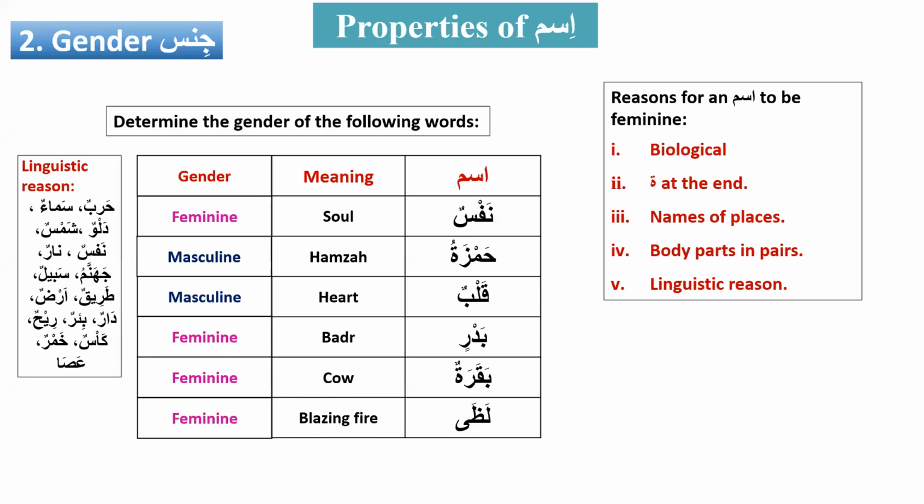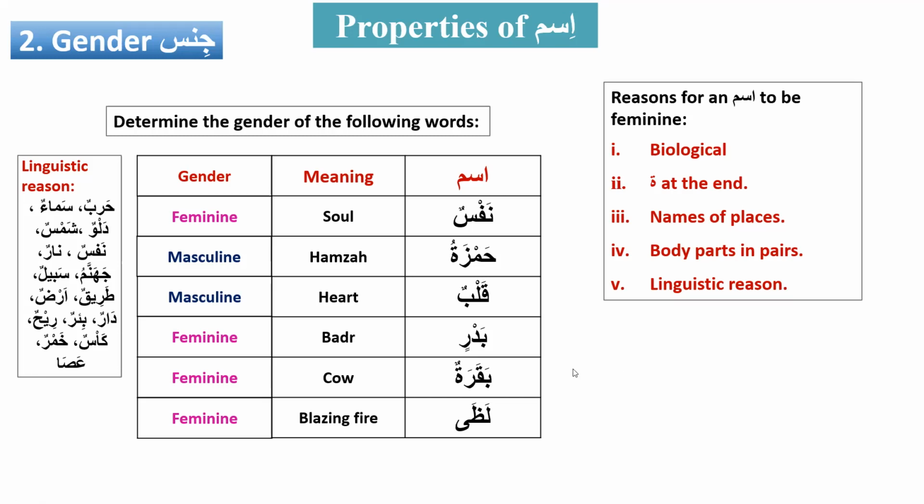So now I hope that when you see an ism, you can first of all determine its status: is it rafa, nasab, or jar? And now you can also determine its gender: is it masculine or feminine? Okay, so that completes our second property of ism, that is gender.